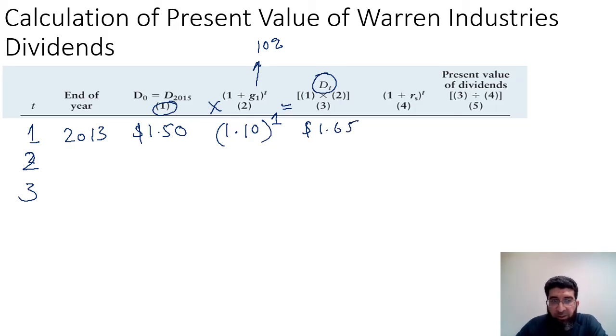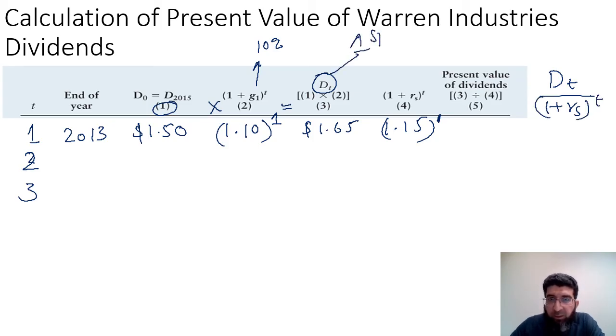Now required return is 15%, so that will be 1.15 raised to power 1, and the present value of dividend we can calculate, which is the D_t divided by (1 plus r_s) to the power t. So our first step is this, to calculate. Let's finish the first step and then we'll go to the second step.